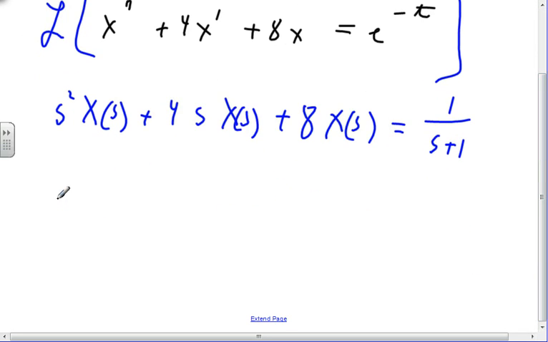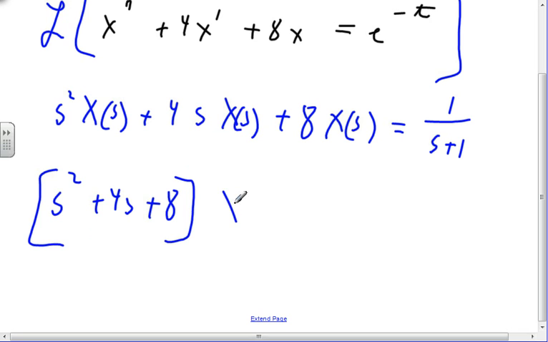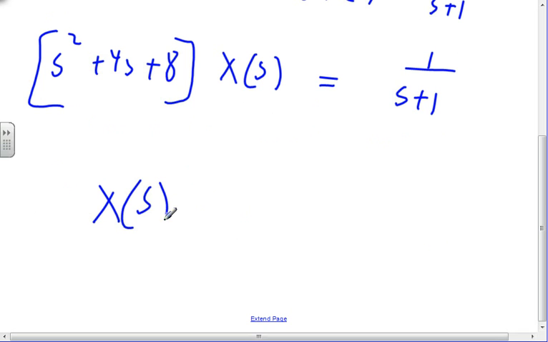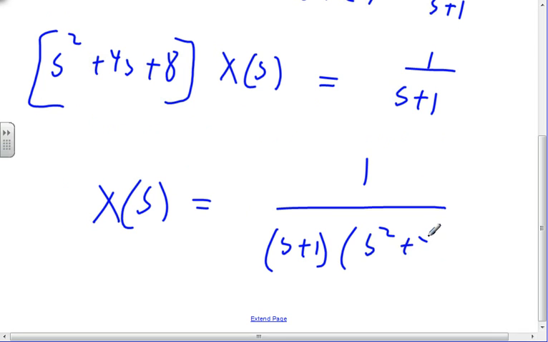All right. Getting like terms together: s squared, 4s, 8 times X of s equals 1 over s plus 1. X of s equals 1 over s plus 1 times s squared plus 4s plus 8. Looks like a partial fraction again, unless I can see that in my Laplace transform table someplace, which I do not. Okay.